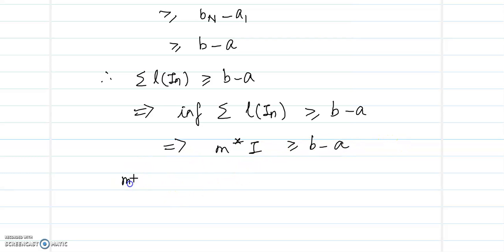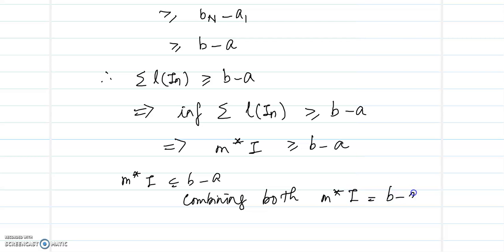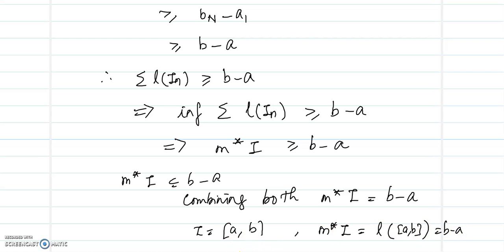Now we already got that m star of I is less than or equal to B minus A. Combining both, we get m star of I is equal to B minus A. So if I is the closed interval AB, m star of I will be equal to the length of the closed interval AB, which is B minus A. So when you have a finite closed interval, its outer measure will be equal to the length of the interval.